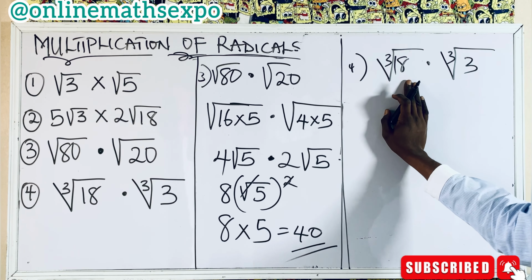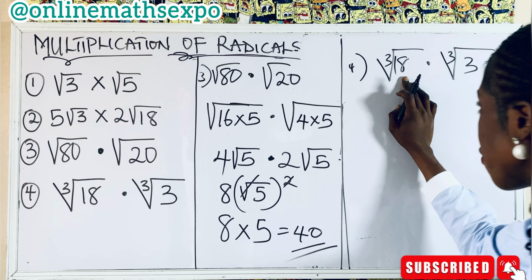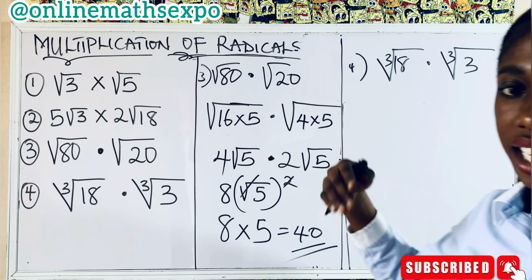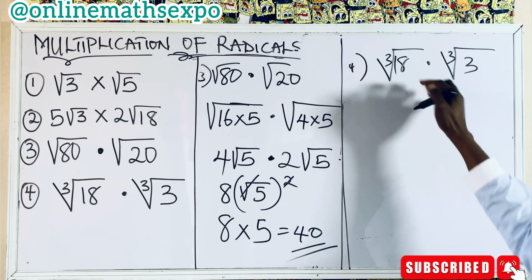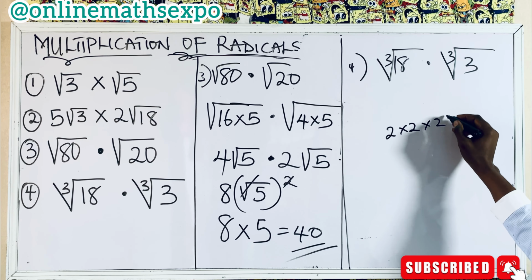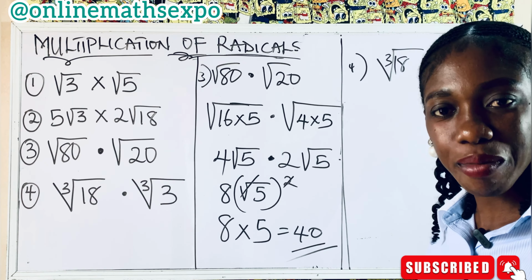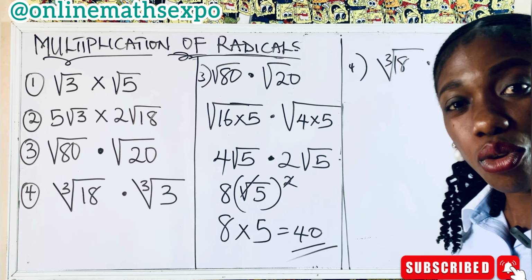What you do there, you can simplify this. Okay, we can simplify to get the perfect cube in this 18. What number can I multiply 3 times to give me 18? Is there any? We have 2 times 2 times 2 will give us 8. And 8 times is not 2. So what number? You can think. What number do you think we can multiply 3 times? So it means there's no number.